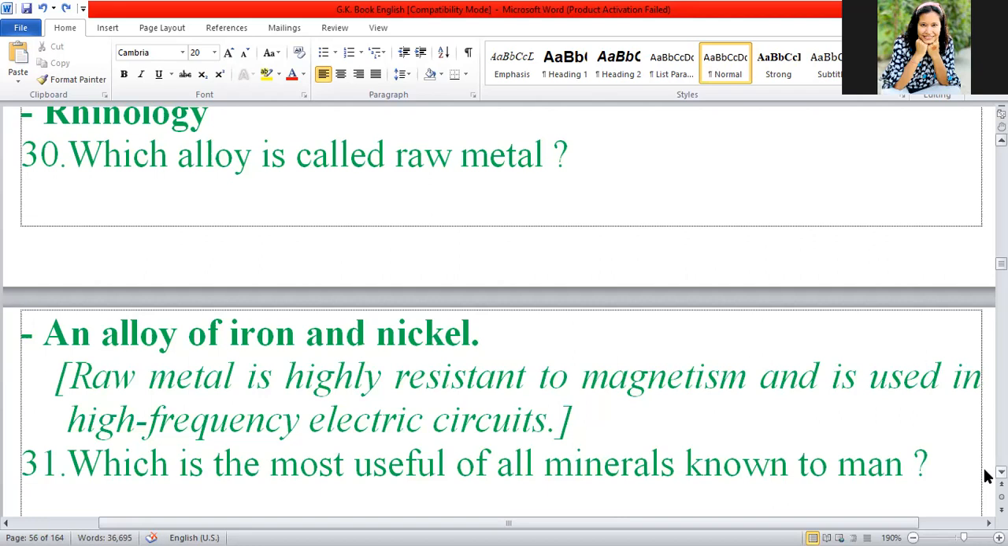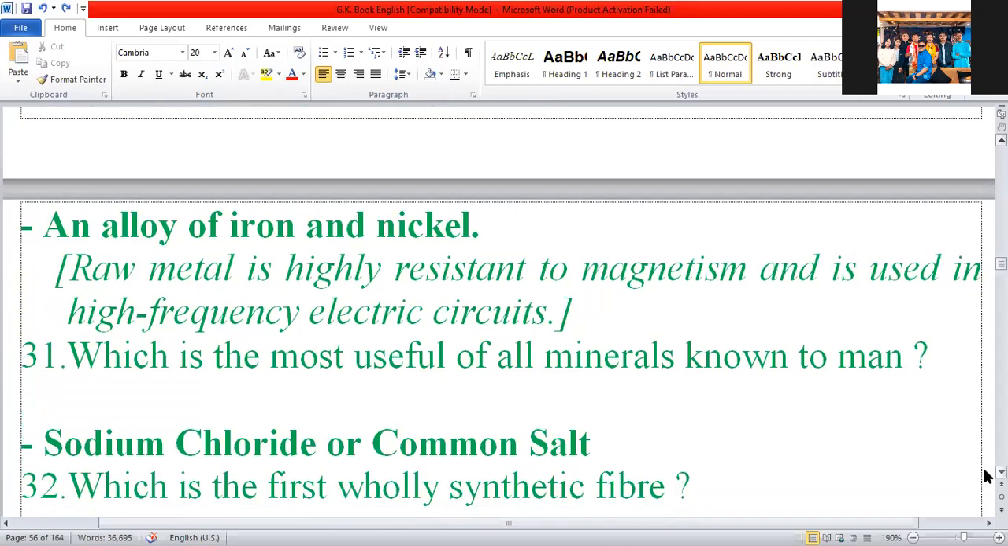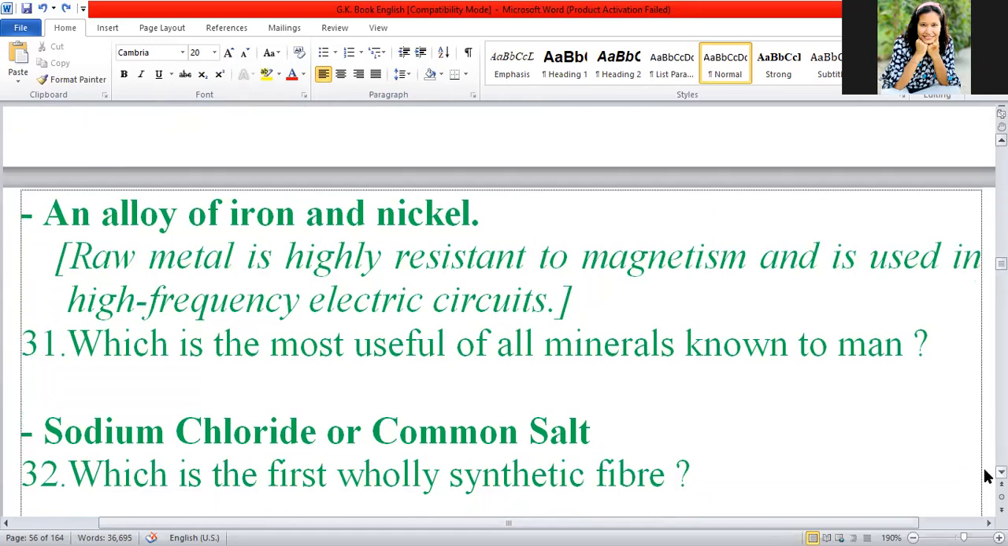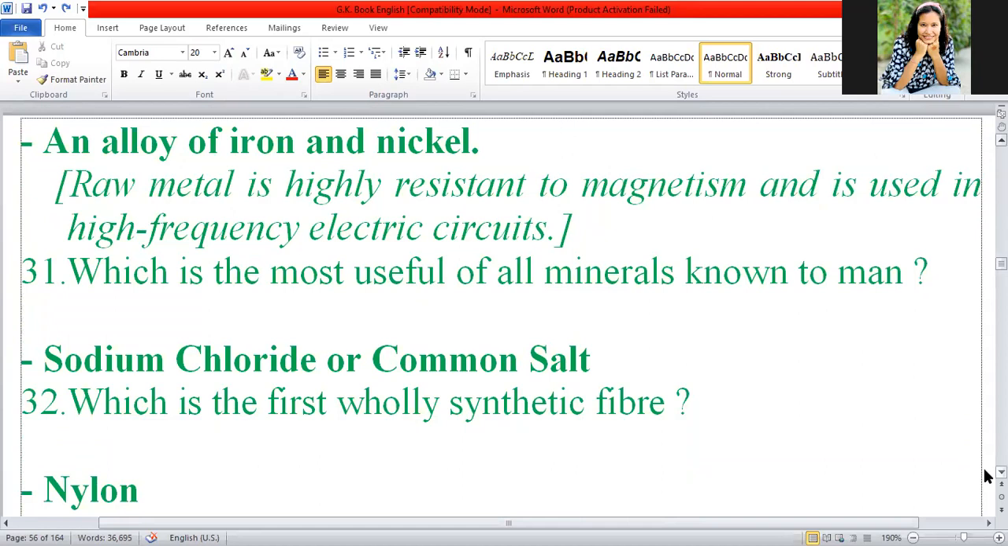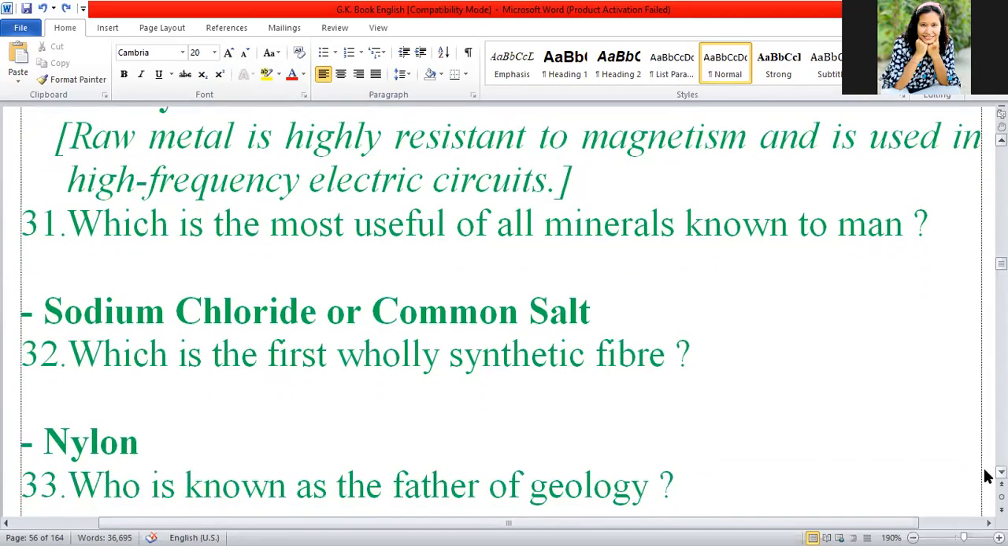Which is the most useful of all minerals known to man? Iron. Water. The right answer is sodium chloride or common salt. Likewise, another question goes like this. Which is the first only synthetic fiber? And its answer is nylon.